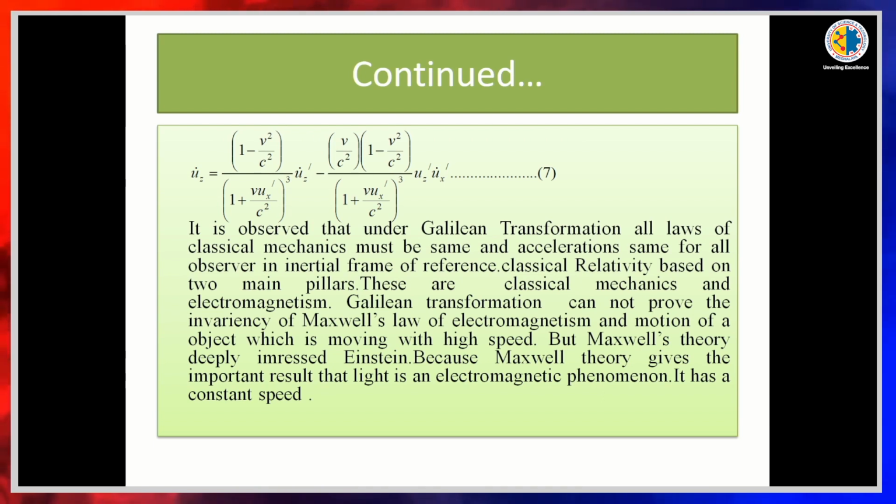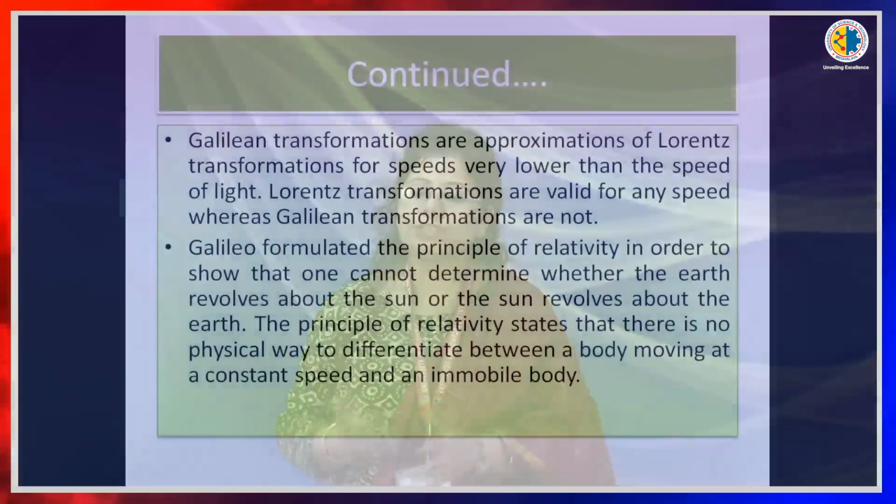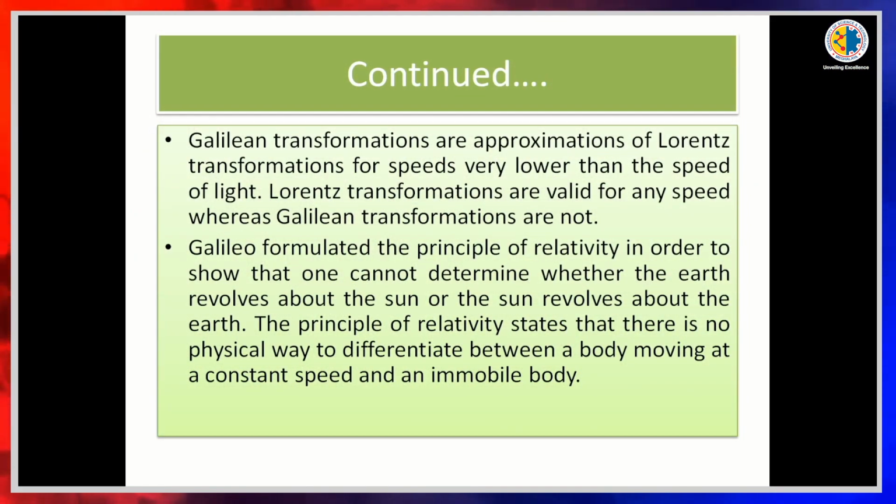Maxwell's theory says that light is an electromagnetic phenomenon and it has velocity 3 × 10^8 meters per second. So, light is very important. Einstein was deeply impressed by Maxwell's electromagnetic theory, so he accepted Maxwell's law. He thought that a new transformation must be derived so that Maxwell's electromagnetic theory is also invariant for both frames S and S'. Galilean transformations are an approximation of Lorentz transformations for speeds much lower than the speed of light. Lorentz transformations are valid for any speed, whereas Galilean transformations are not.